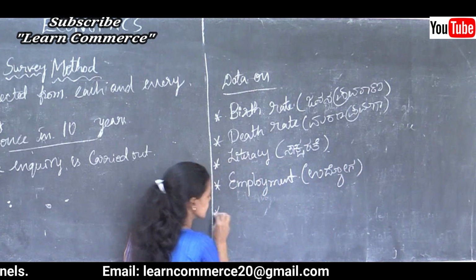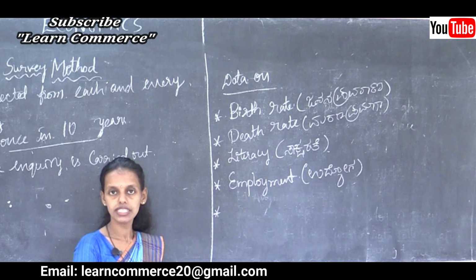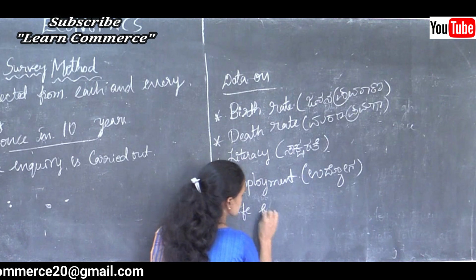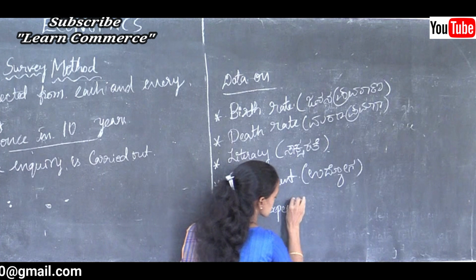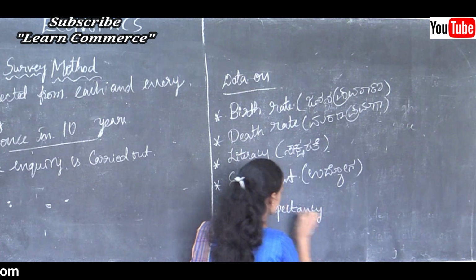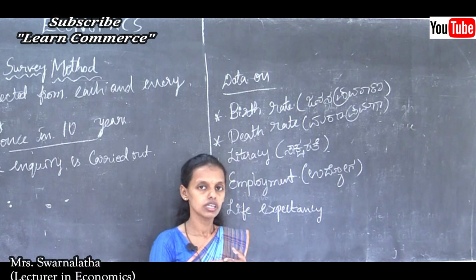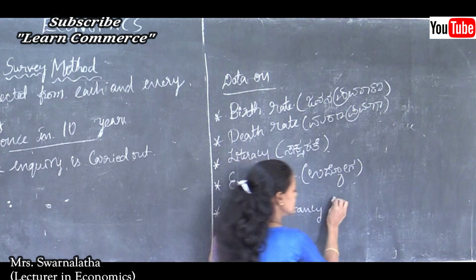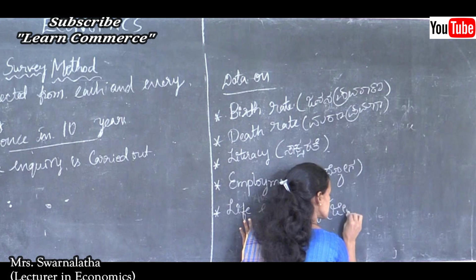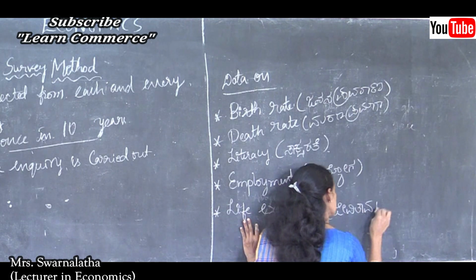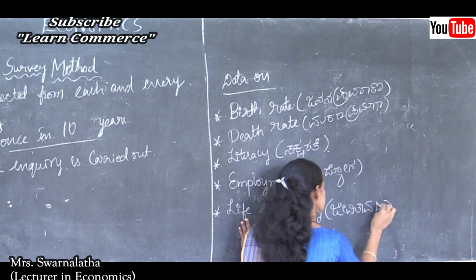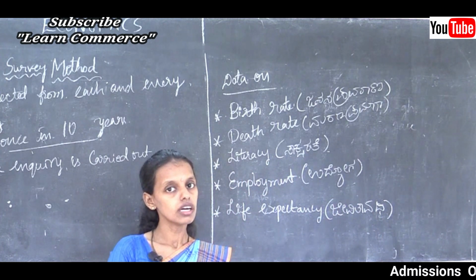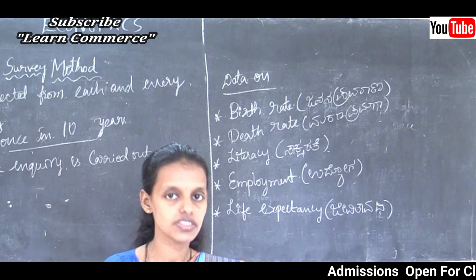And regarding not only employment, life expectancy, ಜೀವಿತಾವಧಿ. Life expectancy ಅಂತ ಹೇಳಿದ್ರೆ ಹುಟ್ಟಿದ ಮನುಷ್ಯ ಎಷ್ಟು ವರ್ಷ ಬದುಕ್ತಾನೆ ಅಂತ ಹೇಳುವುದನ್ನು ಜೀವಿತ ಅವಧಿ ಅಂತ ಹೇಳ್ತೇವೆ. ಜೀವಿತಾವಧಿ ಅಂತ ಹೇಳಿದರೆ ಹುಟ್ಟಿದ ಮನುಷ್ಯ ಎಷ್ಟು ಸಮಯ ಬದುಕಬಹುದು ಅಂತ ಹೇಳುವಂಥದ್ದು. So earlier only 43 years were there.